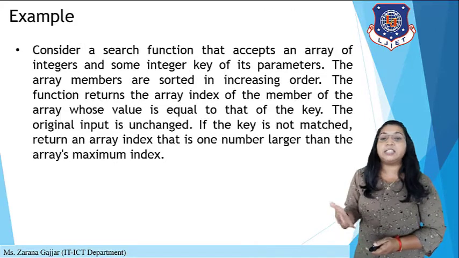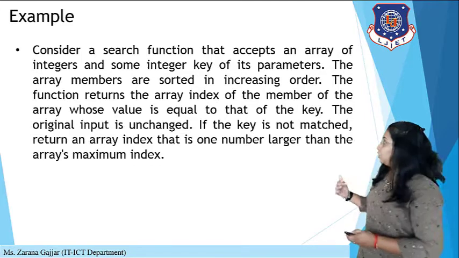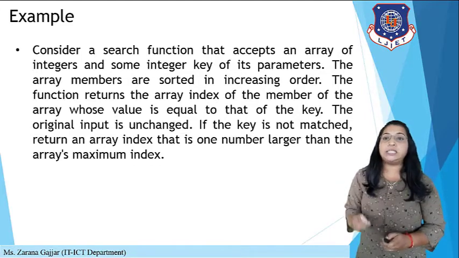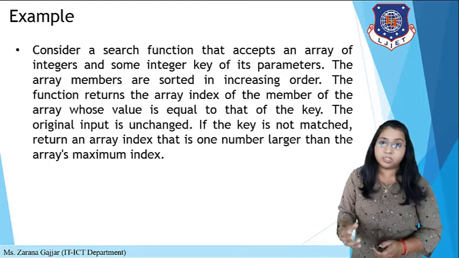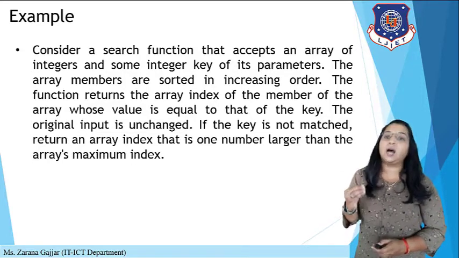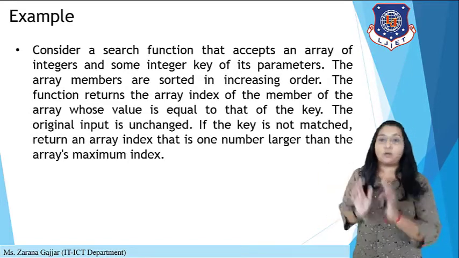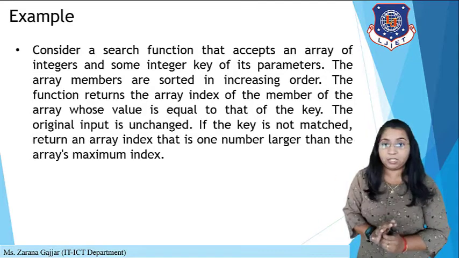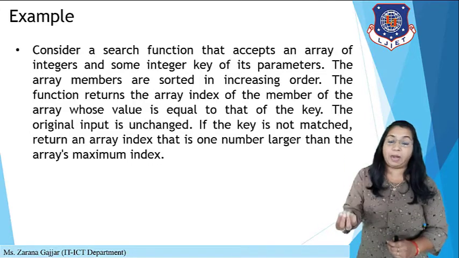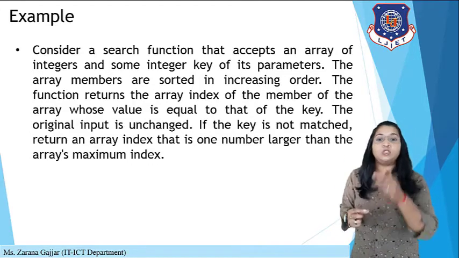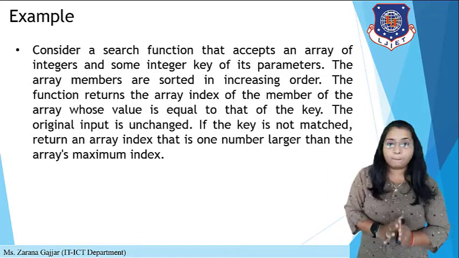Okay, so now let's understand this axiomatic specification with a proper example. Okay, so here the question is given. The example is you have to consider a search function. Okay, so you have already learned about binary search and linear search. Here you can consider a search function that accepts an array of integers. Okay, so it is a list, an array, and all the values are of integer data type. So an array of integers and some integer key as its parameters. Okay, so if you want to search something, you have to provide the values as well as a key.